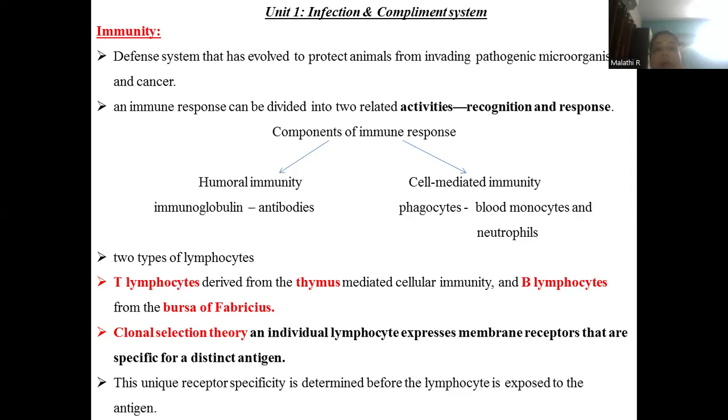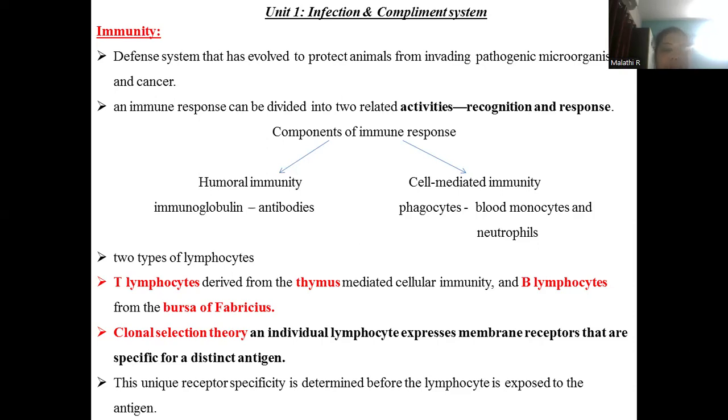The immune system will respond in two ways. One is through humoral immunity, the other is through cell-mediated immunity. Through humoral immunity, immunoglobulins, which we call antibodies, will be produced, and those antibodies will go and neutralize the antigens. Whereas in cell-mediated immunity, all the phagocytic cells, which include blood monocytes, macrophages in tissues, and neutrophils, will go and perform phagocytosis, thereby clearing off the invading pathogen.